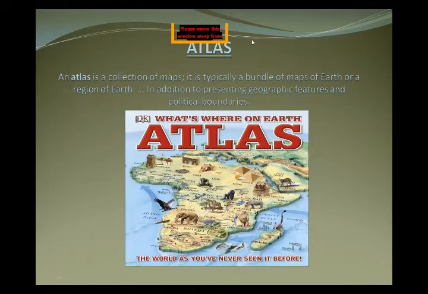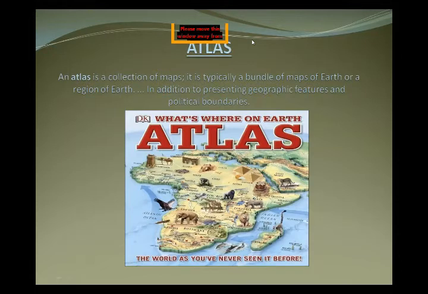Now, I'm going to explain to you. In short, an atlas is a book of collections of maps and tells us about the locations of places, countries, physical features and climate maps, etc. Now you can easily find the difference between the globe and the atlas. The globe is the model of the earth and the atlas is the collection of maps in a book.